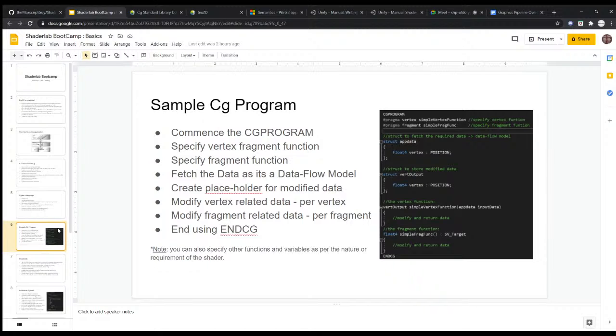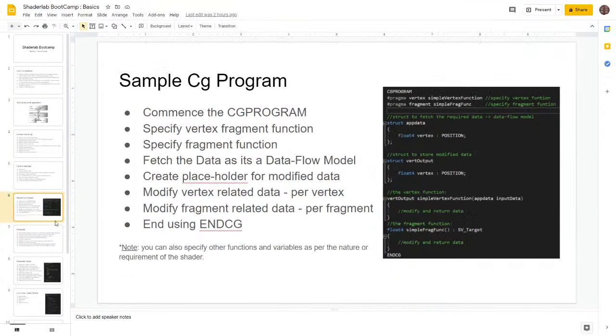Now that we know that we have to write the Cg program, we have to write the Cg shader. We don't have to write the Cg effects. It's just a Cg program that we have to write. Let's see what goes inside it. So these two words are the keywords I was talking about earlier: CGPROGRAM and ENDCG. When we say CGPROGRAM, it means that your program is starting. When we say ENDCG, it ends there.